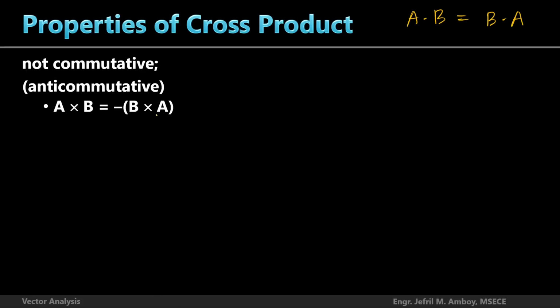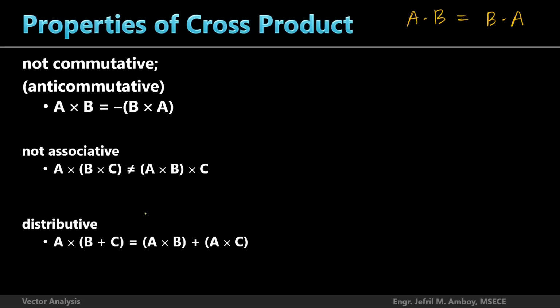Next, the cross product also is not associative. So A cross B cross C is not the same as A cross B and then cross C. Unlike the dot product, which, if you recall from our discussion, is associative. However, the cross product is not. Next, the cross product is distributive. So if we have the expression A cross (B plus C), that is the same as A cross B plus A cross C. So again, although the cross product is not commutative and not associative, the cross product is distributive.